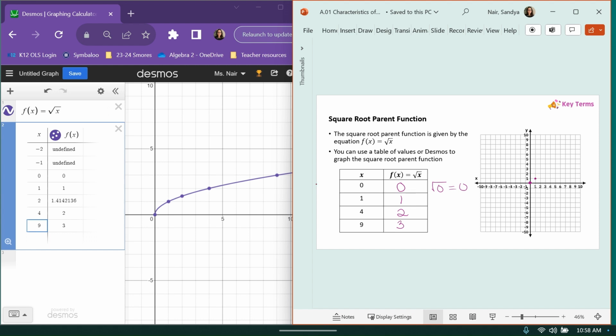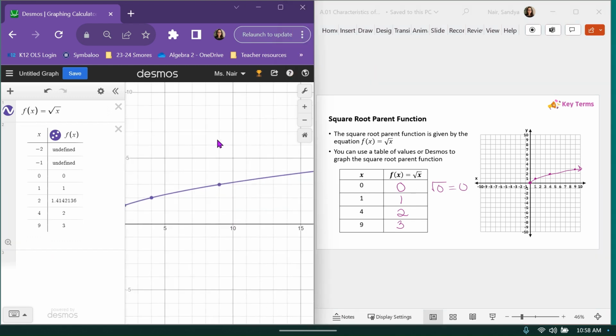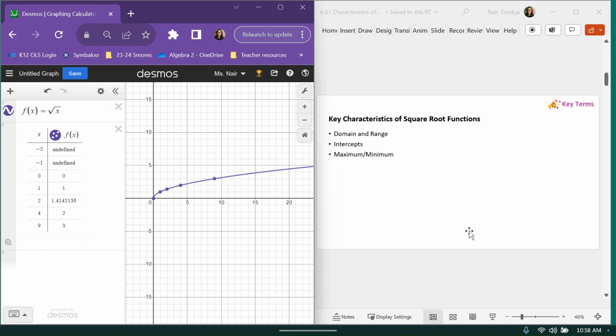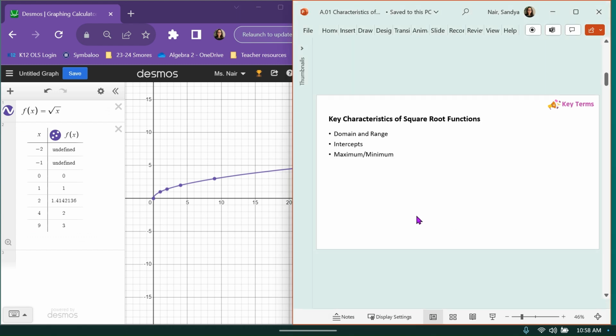So I have 1, 1, 4, 2, and 9, 3. Okay, and then we can connect these points to form the graph of the square root parent function. You can always use Desmos to double check and make sure that it does look like the graph that Desmos created.